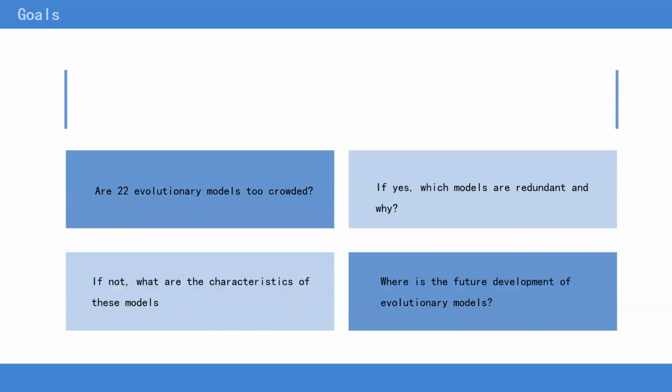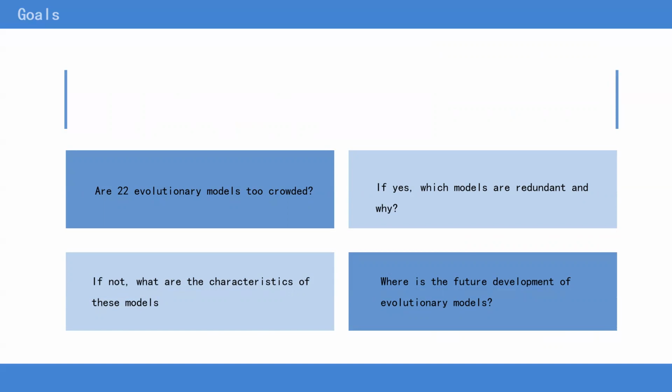Now that we understand the composition of the parameters of the substitution model, what I want to discuss next is the goal of this project. That is, whether the 22 replacement models with different tendencies are too crowded. If the answer is yes, which models are redundant and why? If the answer is no, what irreplaceable characteristics does this model have?